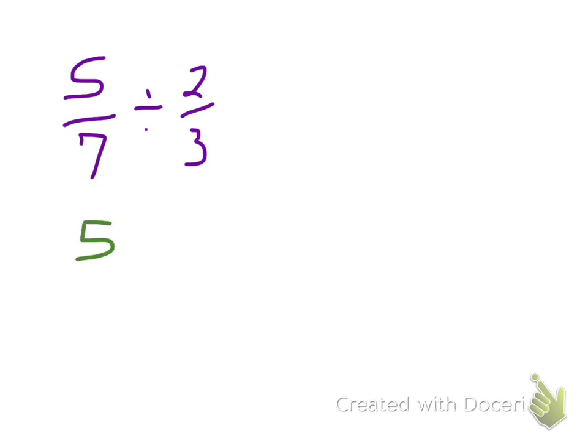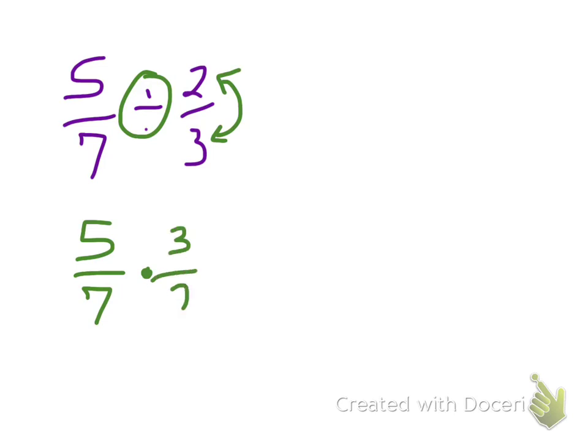Giving another example of division. 5/7 divided by 2/3. So again, I'm going to keep my first fraction. I'm going to change from division to multiplication, and I'm going to switch this one, or flip that one, to its reciprocal of 3/2. Now multiplying straight across gives me 15/14. Hope that helps.